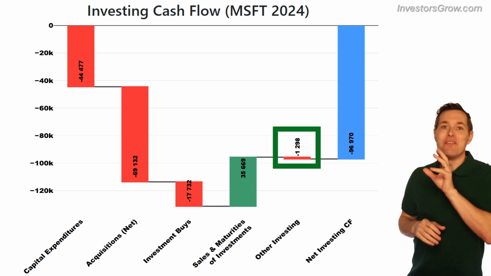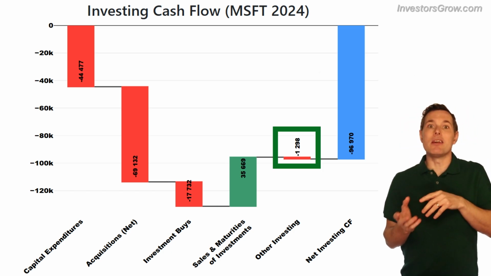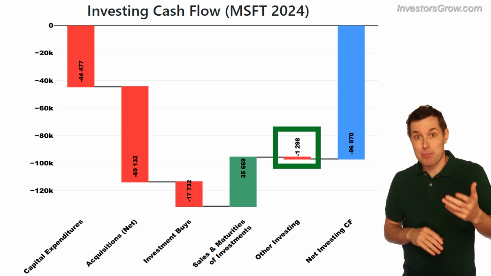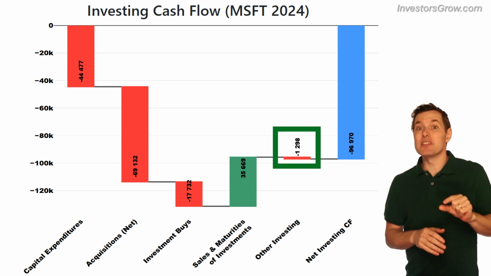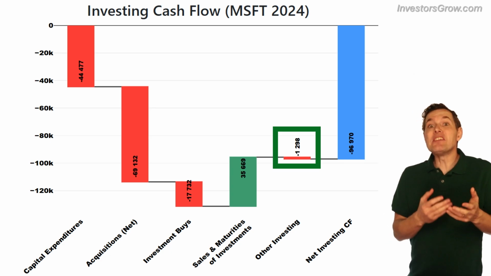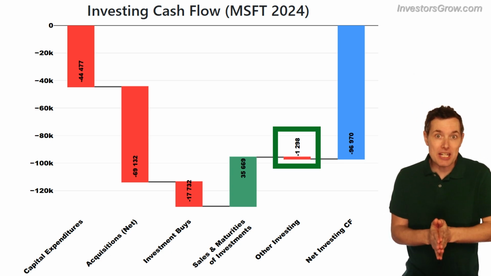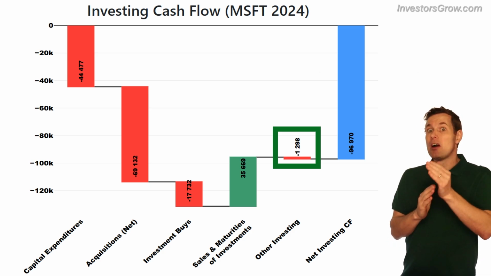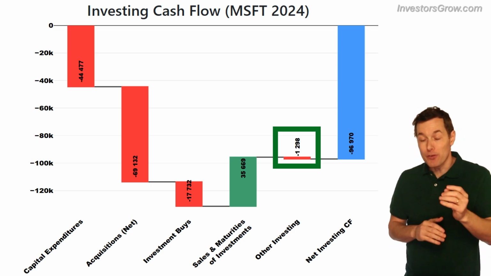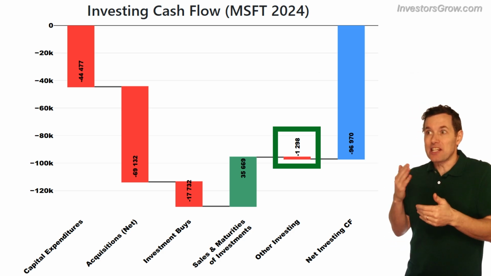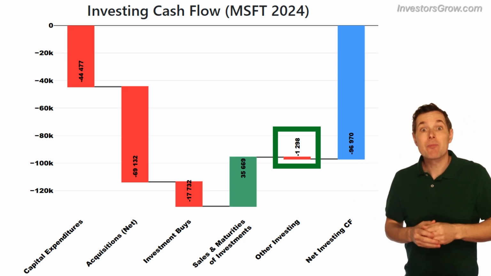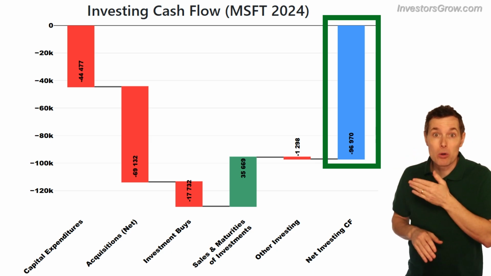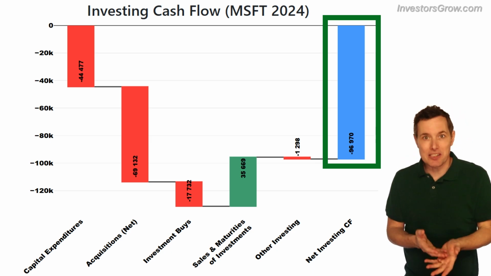Then we have other investing. This is a lot like the other category that we saw in the cash from operations. This could be a whole bunch of different things, and generally it's going to be a relatively small number. But if it is a big number, we want to find out what that is, and we find it in the footnotes of whatever company we're analyzing. The footnotes will tell us what is in that particular line item. All of that gives us a total of cash flow from investing.